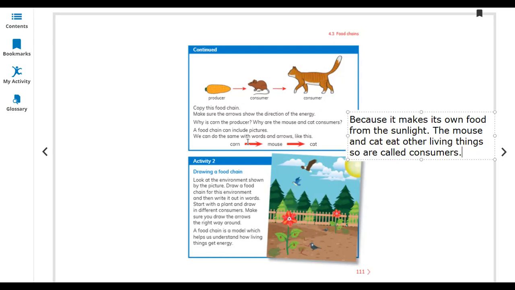Okay, a food chain is a model which helps us understand how living things get energy. So you can see here the worm is eating from the soil, where there are some minerals or some plants. The worm is eaten by the bird, and the eagle is eating the other birds. This is the food chain, starting from the producer, then worm, then bird, and then eagle.